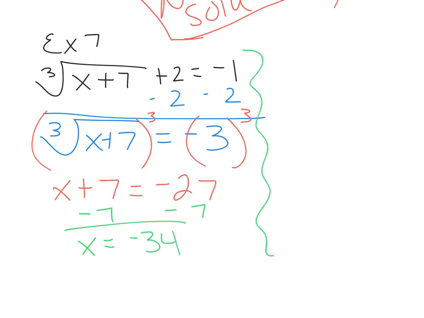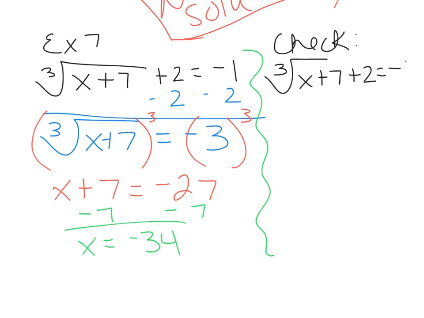All right, we're going to go over here and we're going to check just to make sure. And we're going to start by writing the original equation, the cubed root of x plus 7 plus 2 equals -1. And then we're going to put our solution of -34 in there where x is. So the cubed root of -34 plus 7 plus 2 equals -1. And we're going to simplify, and I can't say this enough times.